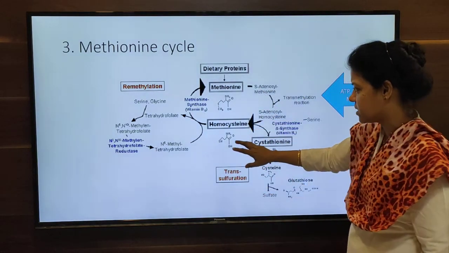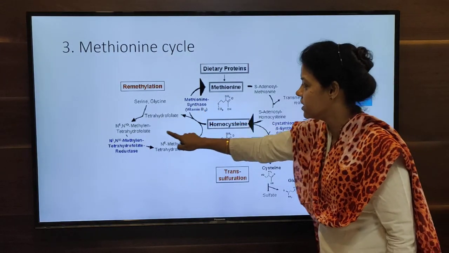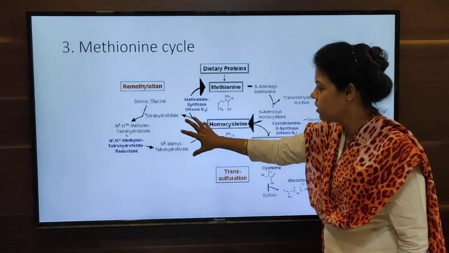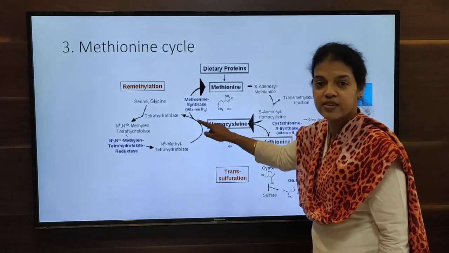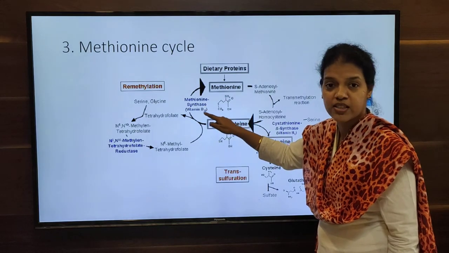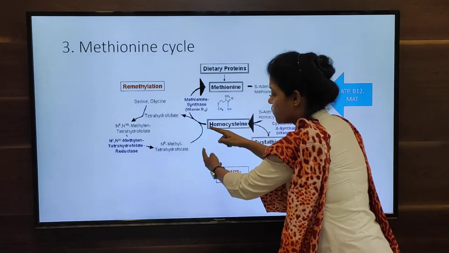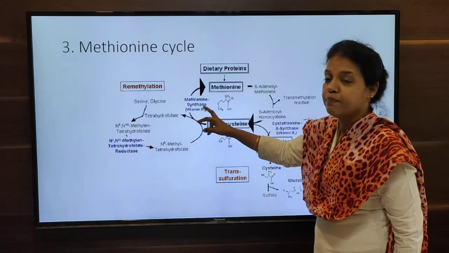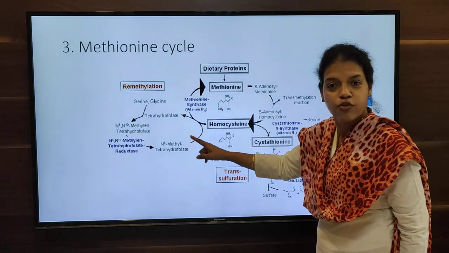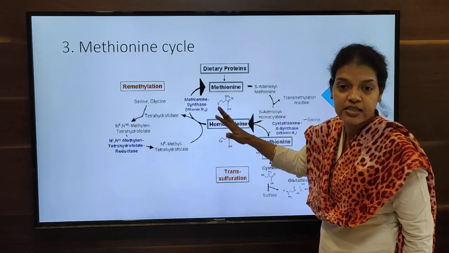I've enlarged this cycle. So homocysteine requires a B12 here. So we see folate. All this while you have folate, and now you require B12. B12 is a vitamin which is essential, along with folate, for the conversion of homocysteine to methionine. When B12 is not there, or folate is not there, this conversion of homocysteine to methionine doesn't take place.